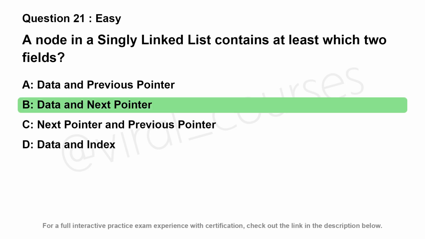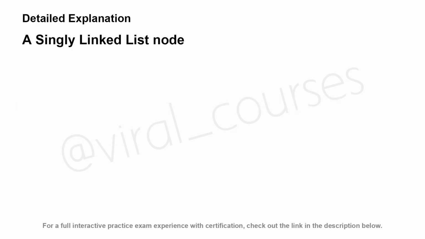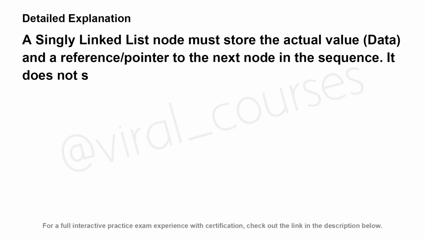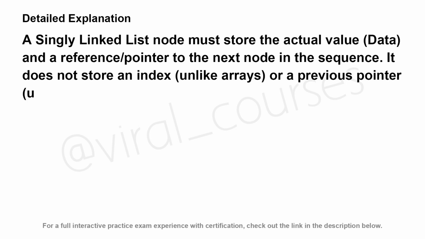The correct answer is B. A singly linked list node must store the actual value, data, and a reference pointer to the next node in the sequence. It does not store an index, unlike arrays, or a previous pointer, unlike doubly linked lists.